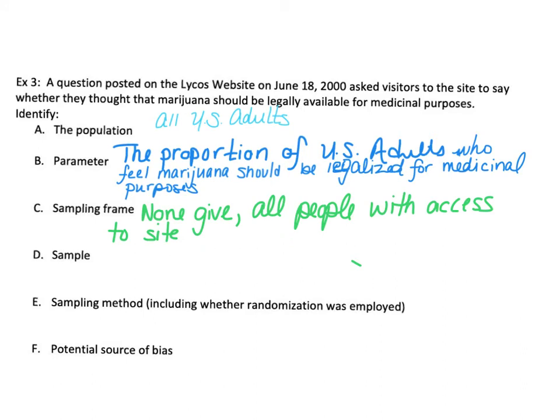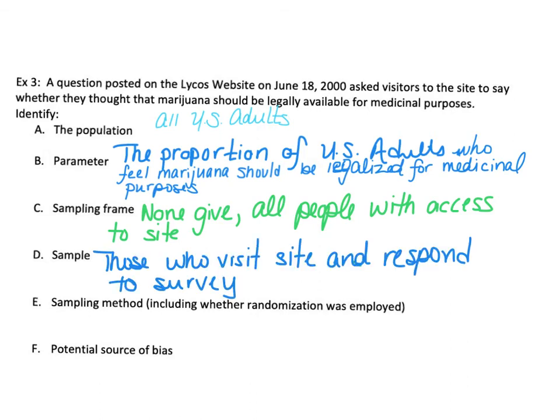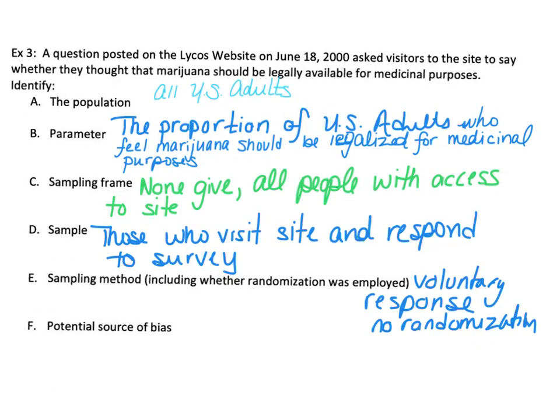Okay, now from all the people who have access to the website, that's where you're going to actually pull your sample. So my sample would be those who visit the site and choose to respond to the survey. So I think we've kind of indicated what our sampling method is. It's definitely voluntary response. And there is no randomization that I see. So if there's no randomization, you know you're not going to be able to generalize the results to your population. And finally, what's my potential source of bias? It's going to be, again, voluntary response bias.